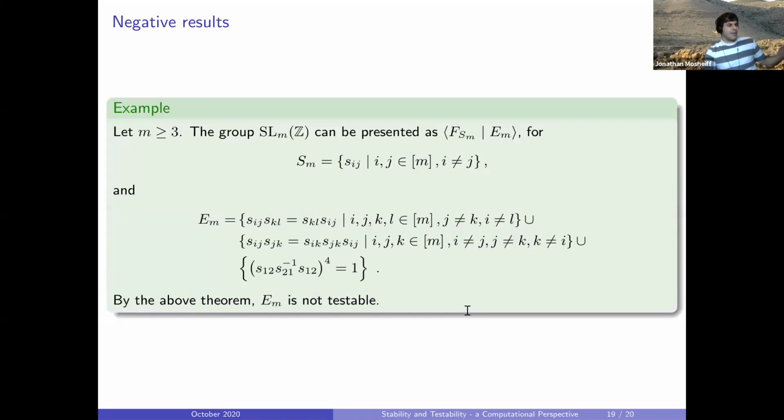And again, I have here some equations which one cannot test. So the special linear group over the integers for any n larger than 3 has property T, and the equations associated with this group are not testable. Okay, these are our results about the stability so far.